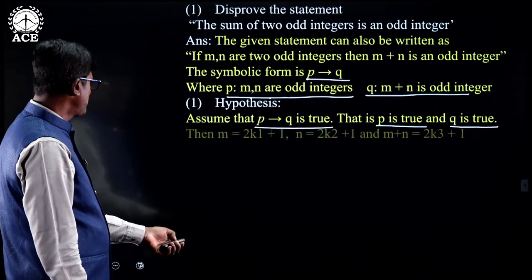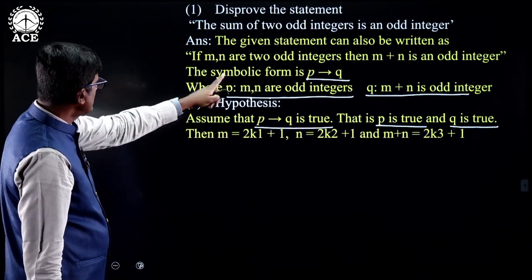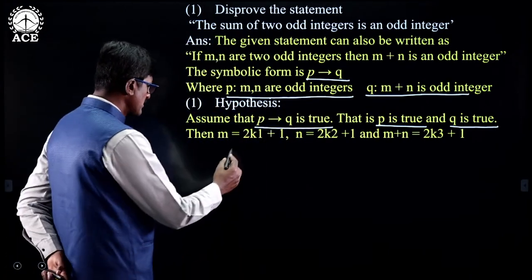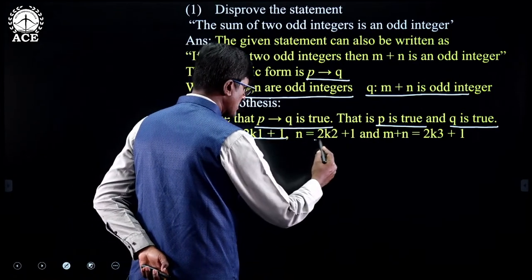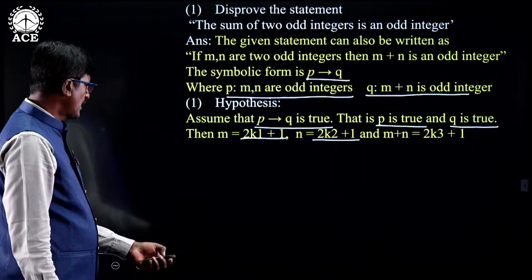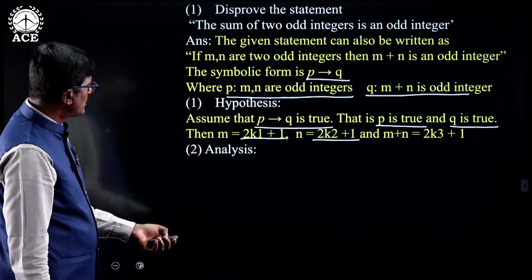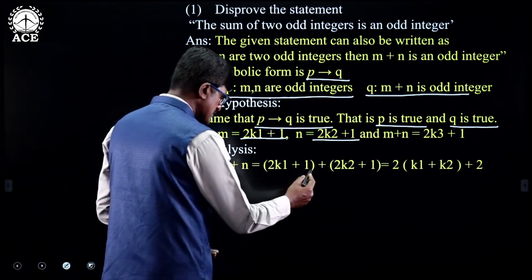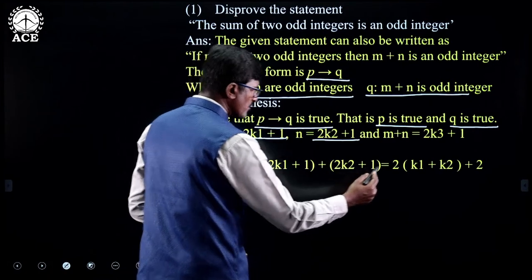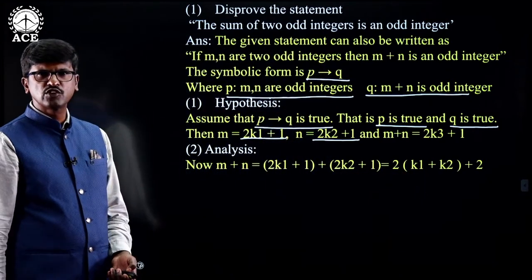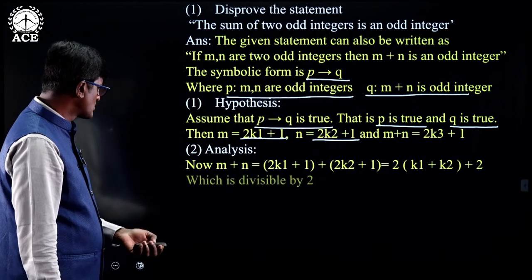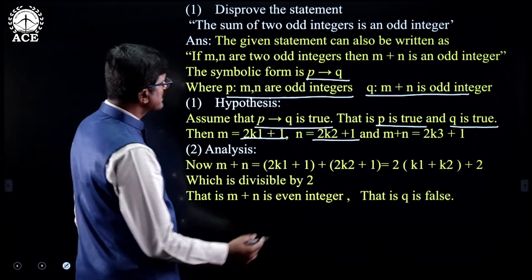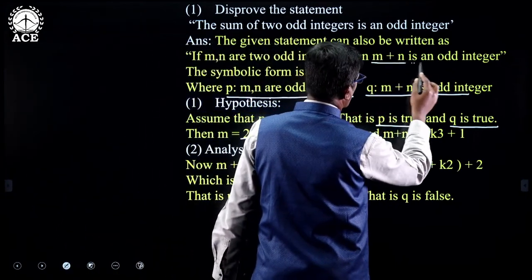So now, P is true means, what is P? M, N are odd integers. That is, M can be written in the form of 2k1 plus 1, and N can be written in the form of 2k2 plus 1. That is the hypothesis. Now we are finding M plus N. M plus N is 2k1 plus 1 plus 2k2 plus 1, which is nothing but 2 into (k1 plus k2 plus 1). That is divisible by 2. That is, M plus N is an even integer. So actually, what is M plus N? M plus N is an odd integer.